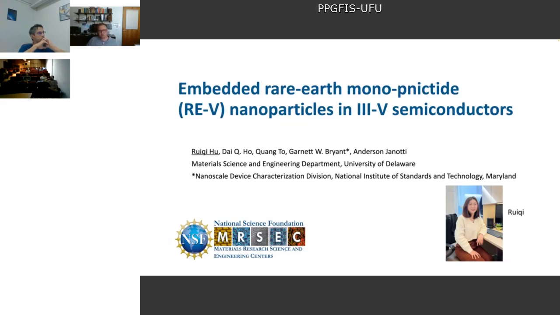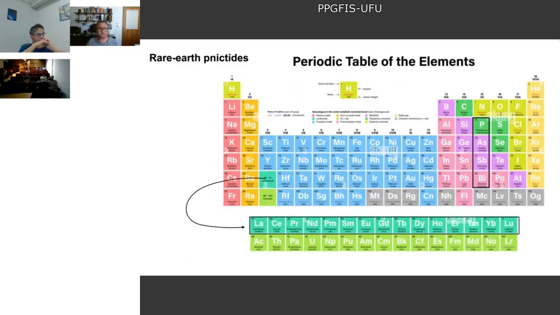So the work here has been done by Ricky, the student involved in these calculations that I'm going to talk about here. Just to remind you what the rare earths are: the rare earths are this column here, highlighted from lanthanum to lutetium. They are basically the ones that have either no F electrons, in the case of lanthanum, or completely filled F electrons, in the case of lutetium.